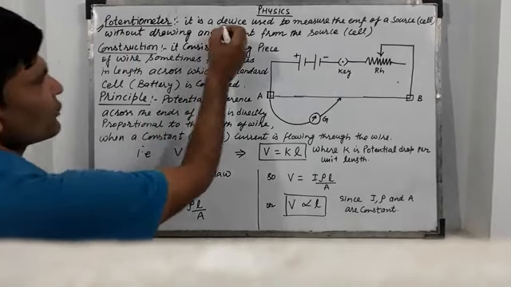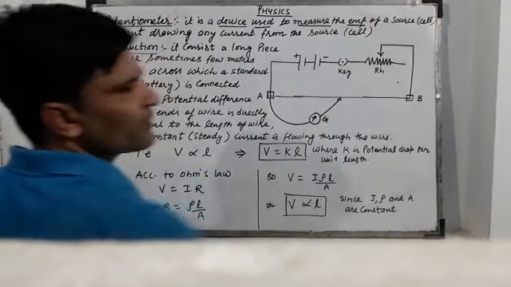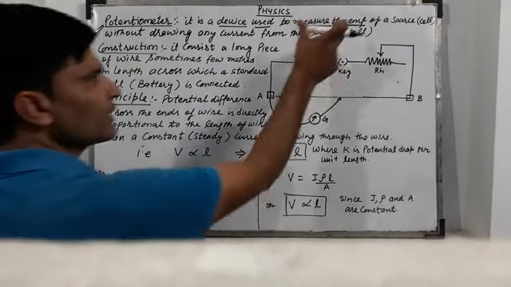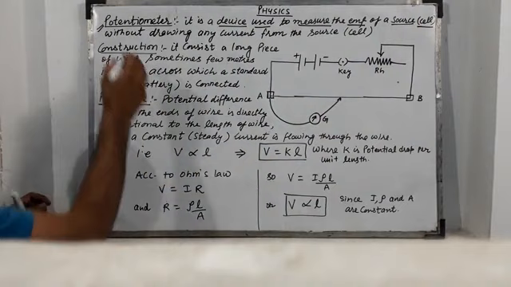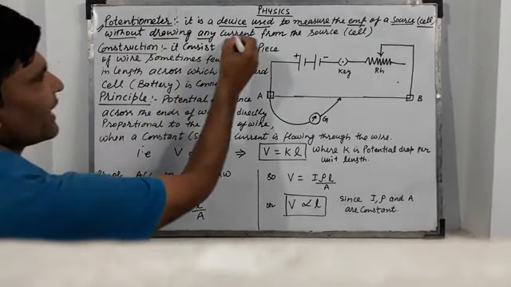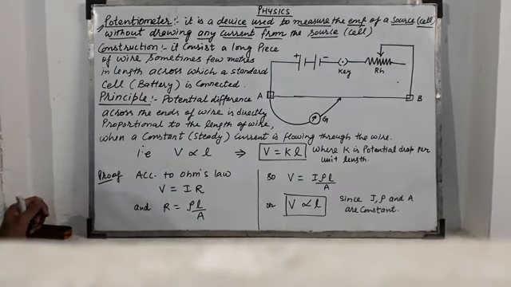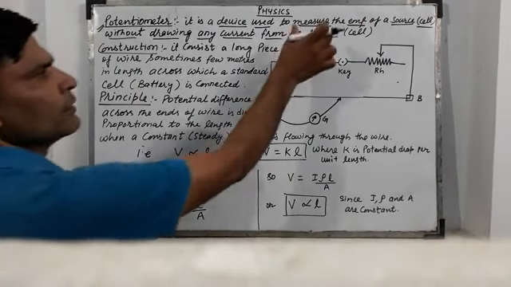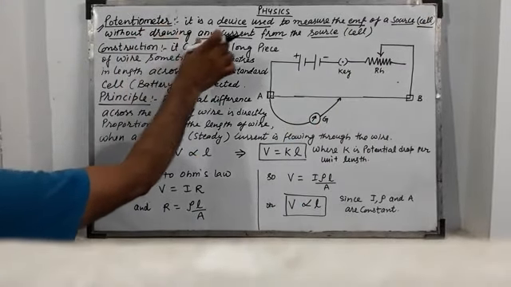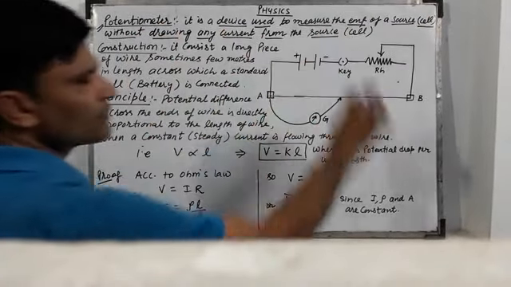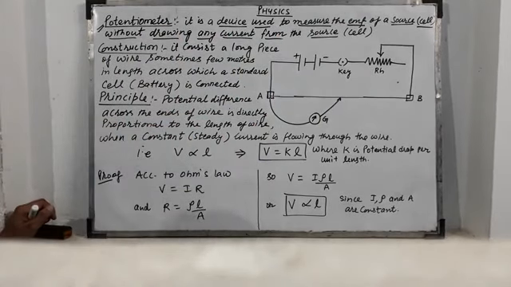Potentiometer is a device used to measure the EMF of a source, meaning a cell, without drawing any current from the source. Once again, it measures the EMF of a cell without drawing any current from the cell. So it is very useful.